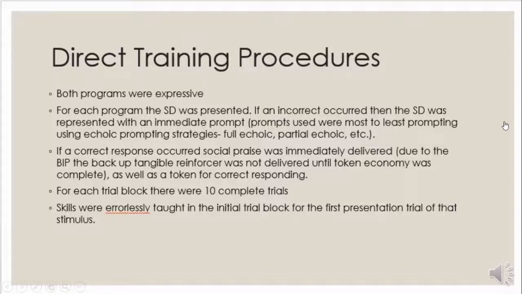For each trial block, there were 10 completed trials, and the skills were errorlessly taught in the initial trial block for the first presentation trial of that stimulus. Therefore, for the first 5 trials of the randomized order, each skill was fully prompted, and then following that, they could have been able to get independent corrects, depending on the client's ability.